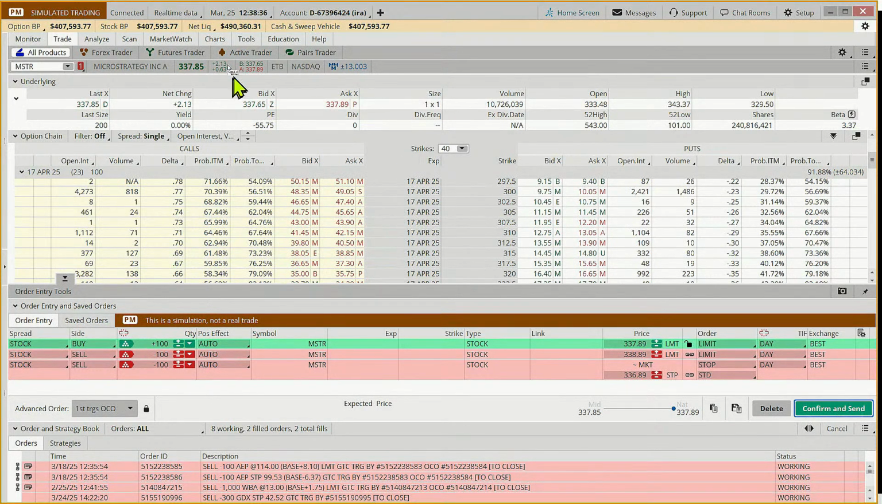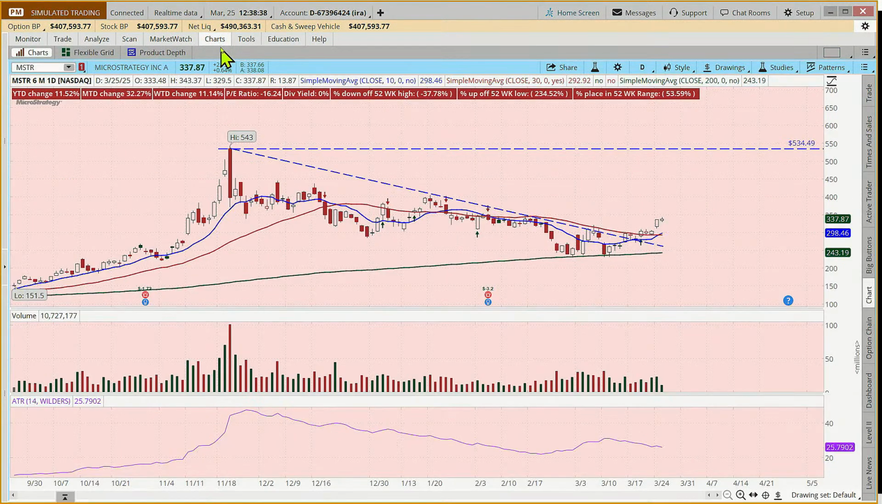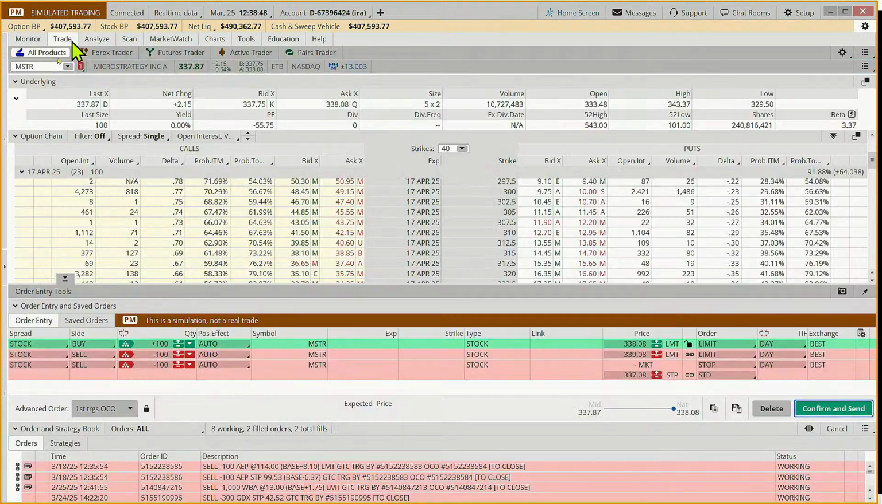And what was our target again? 525, let's make it 525. And our stop is going to be 283. I mean, that's such a big range, isn't it? It sounds weird to say it out loud. Yeah, 525.